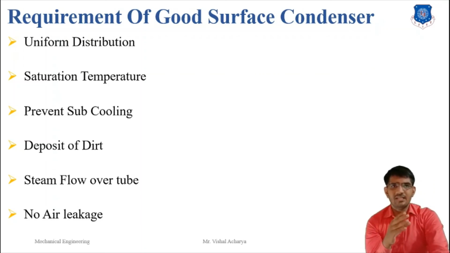No air leakage. There should be no air leakage into the condenser because the presence of air destroys the vacuum in the condenser and thus reduces the work obtained per kilogram of steam. If there is a leakage of air into the condenser, an air extraction pump should be used to remove the air as rapidly as possible.